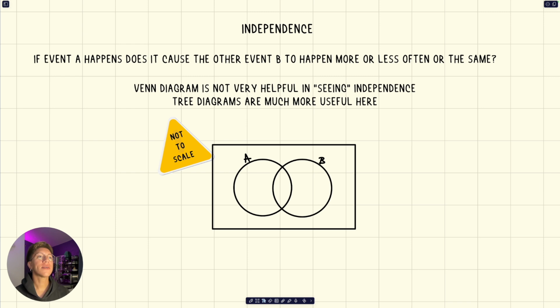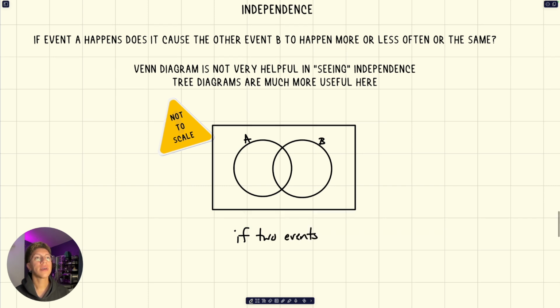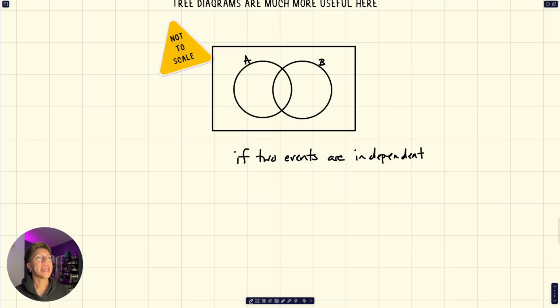But we'll mention here real quick the formula for independence. So if two events are independent, we can say that the probability of A times the probability of B is equal to the probability of A intersection B.